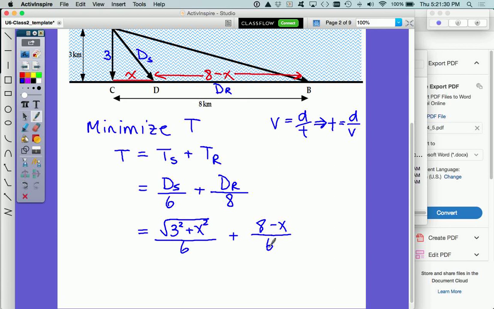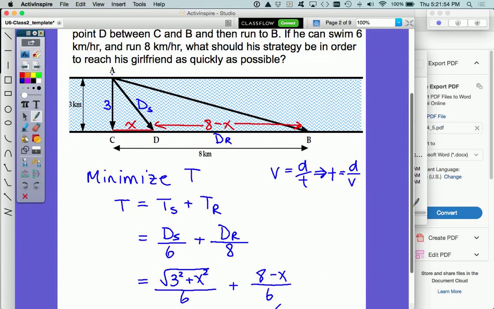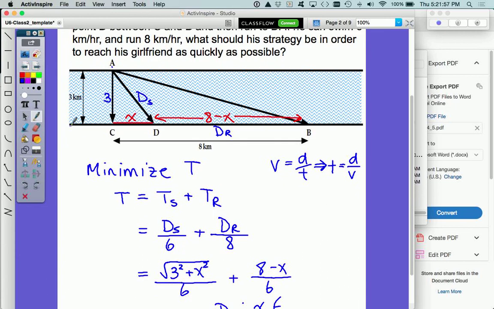Now I'm going to need to do the physical domain of this problem. So I want the domain of time, and my variable is going to be x. And the question I have to ask is, what is x allowed to be? Well, clearly x couldn't be negative. I mean, I suppose it could be, but it wouldn't make any sense in the problem, would it? If x was negative, then the guy would be swimming to the left of C, and that's clearly not going to be the shortest amount of time. So x has to be bigger than 0.